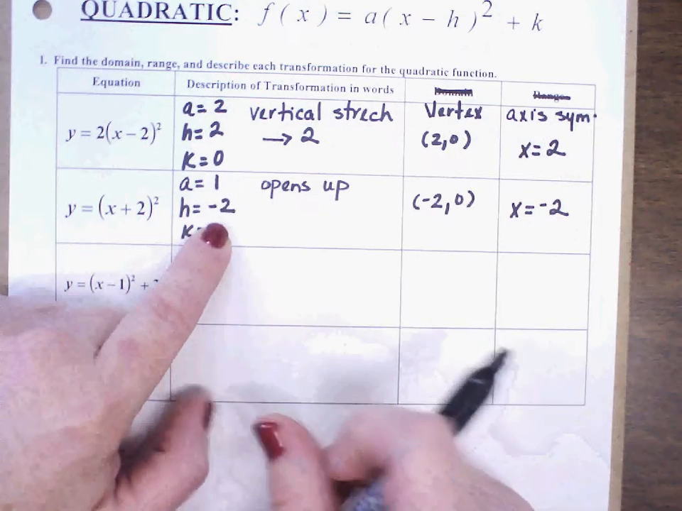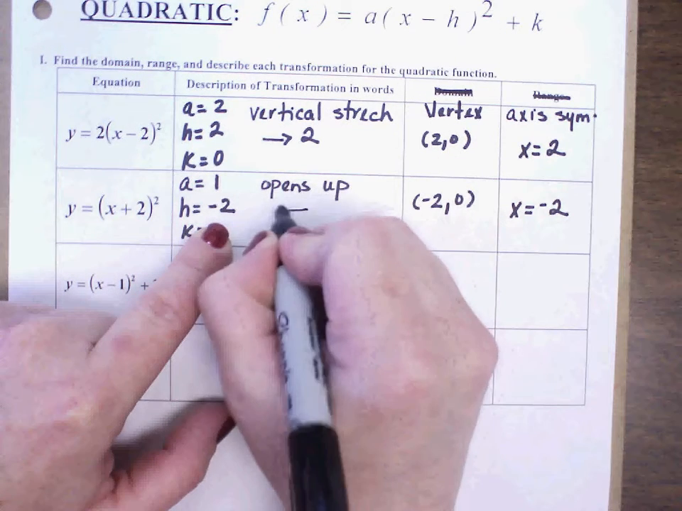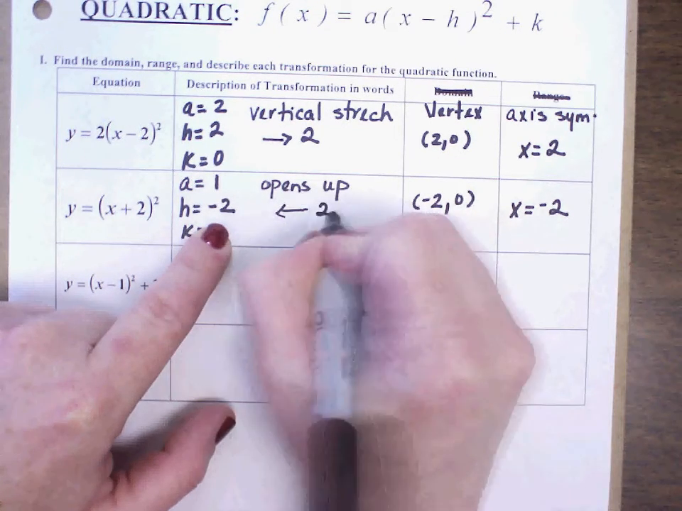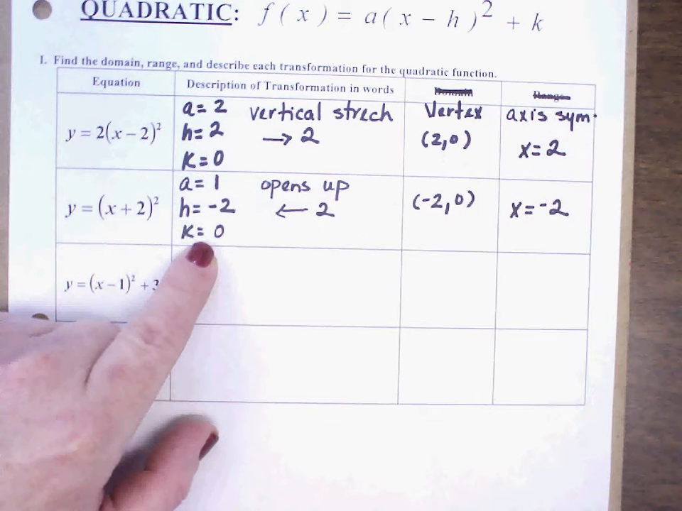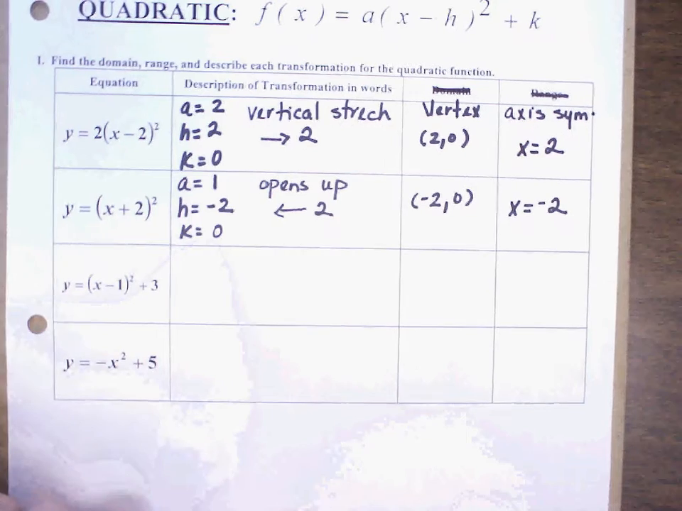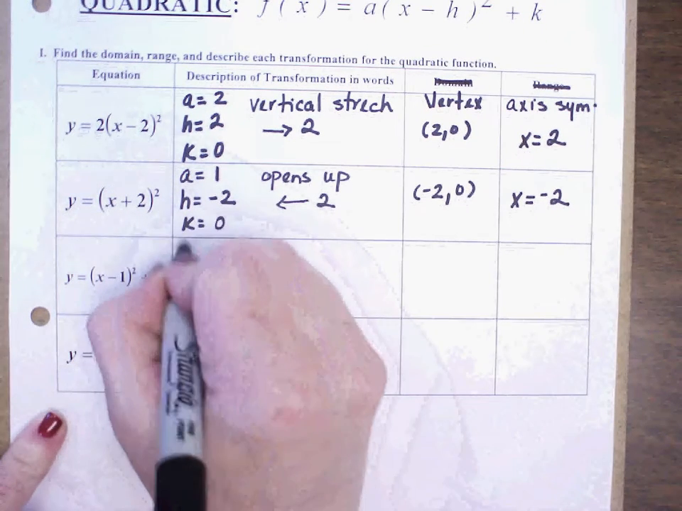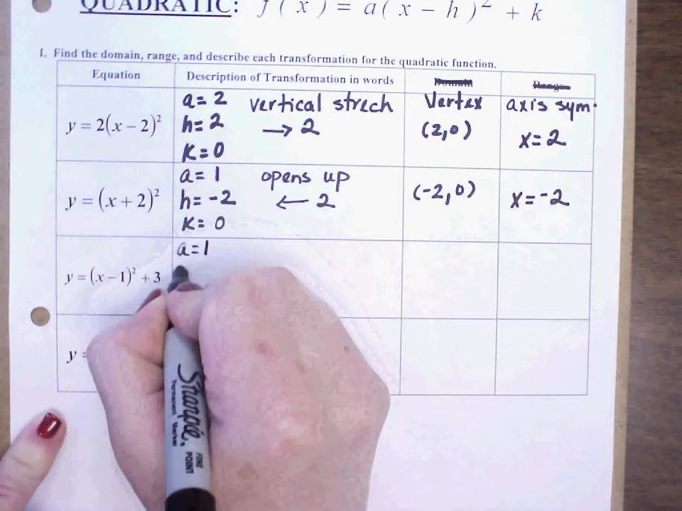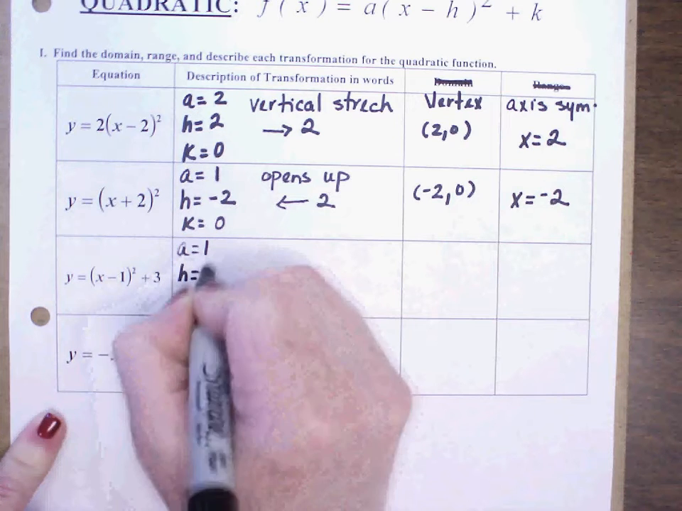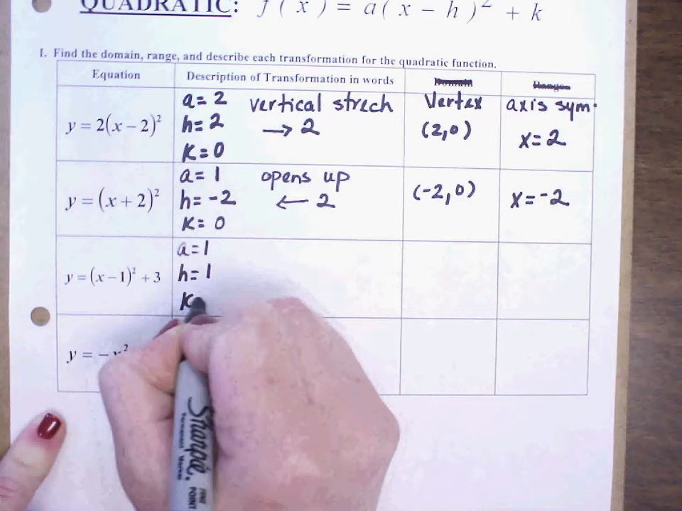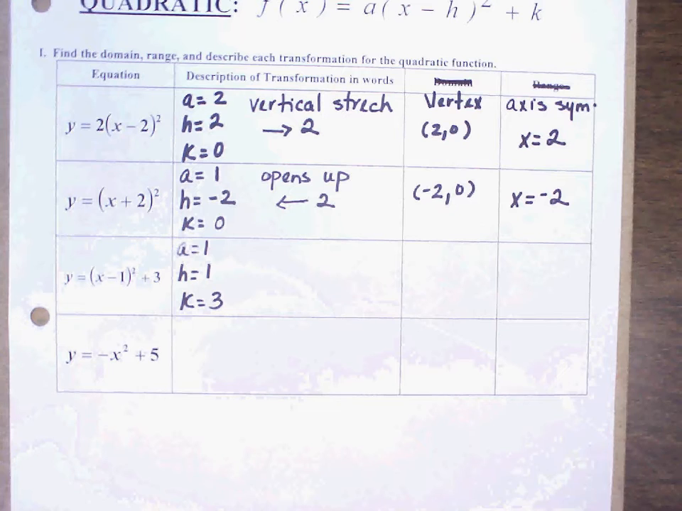No, it doesn't reflect it because it's not negative. This one opens up or opens down? Opens up. Okay, so this one opens up, right, because the A is positive. What does the negative 2 as the H do? Moves it to the left. How many times? 2. And then the K equals 0 is not going to do anything to it. It's not going to move it up or down.